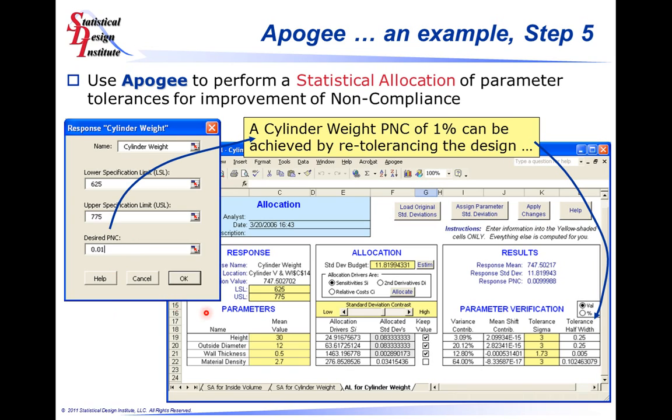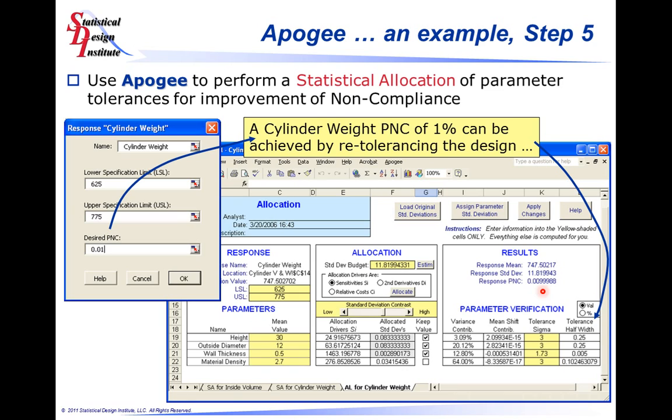Well, we see here that using this allocation technique, and this is a workbook that's created in the tool when you invoke a statistical allocation, it will allow you to go through and use a technique of assigning standard deviations to individual parameters, and these standard deviations will be computed by the tool in order to achieve the desired probability of noncompliance. So it will give you a set of tolerances that will give you the response PNC you want to achieve, but it doesn't guarantee that it will be a producible design.